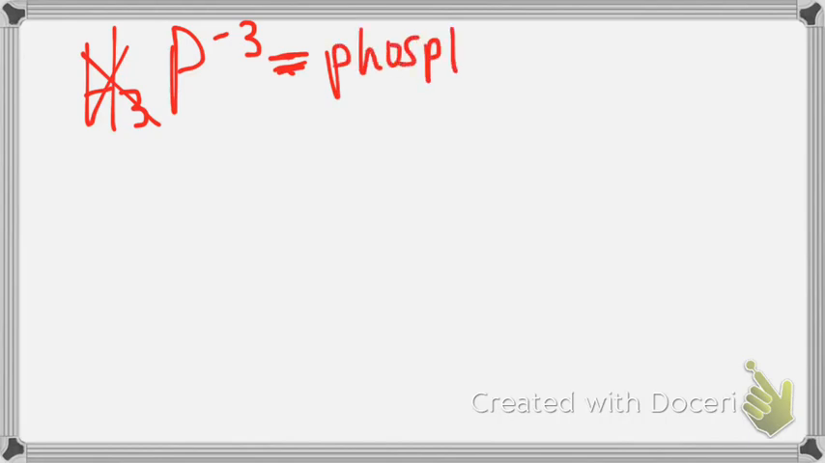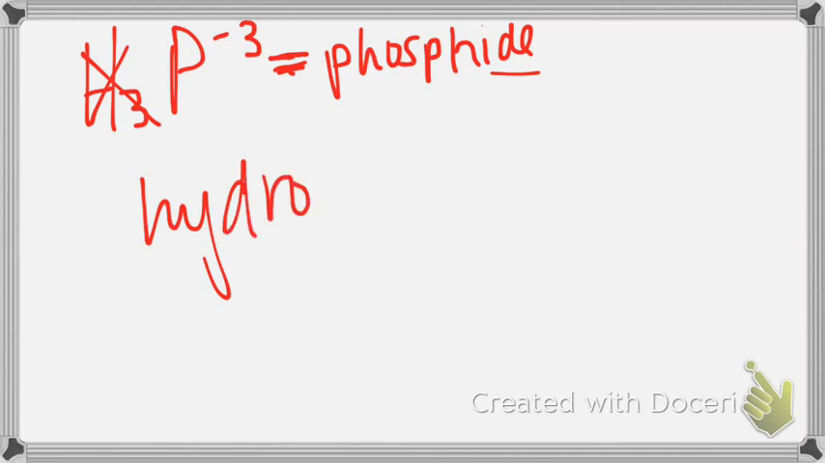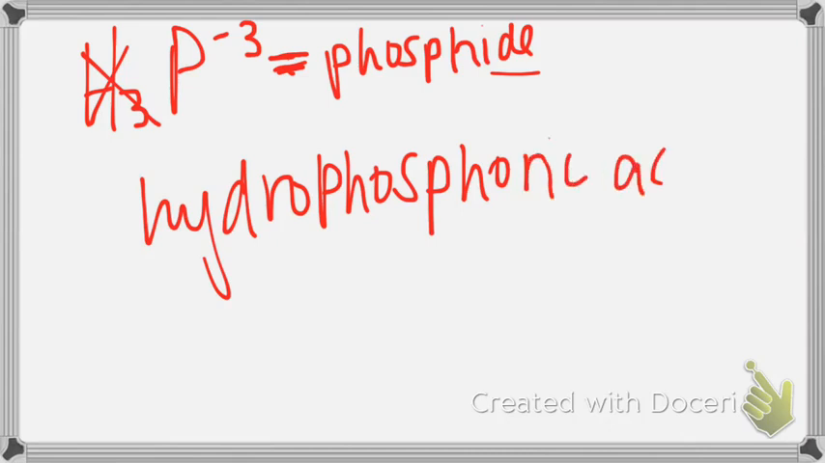H3P. If I take away my 3 H's, I'm left with P minus 3, which is what? Phosphide. This right here is phosphide. So then I know it's hydrophosphoric acid. So we don't name the H in front of it.